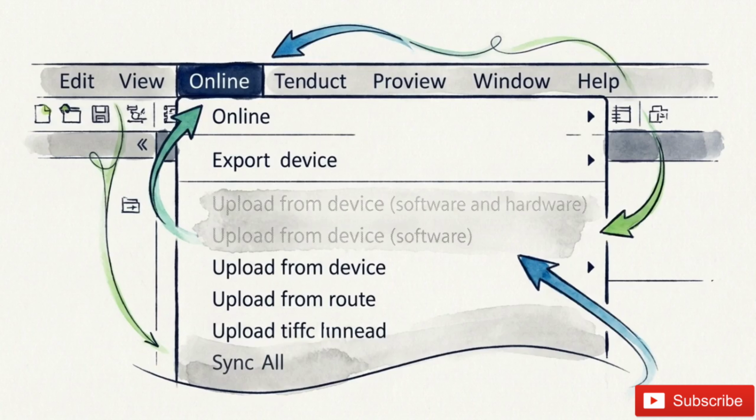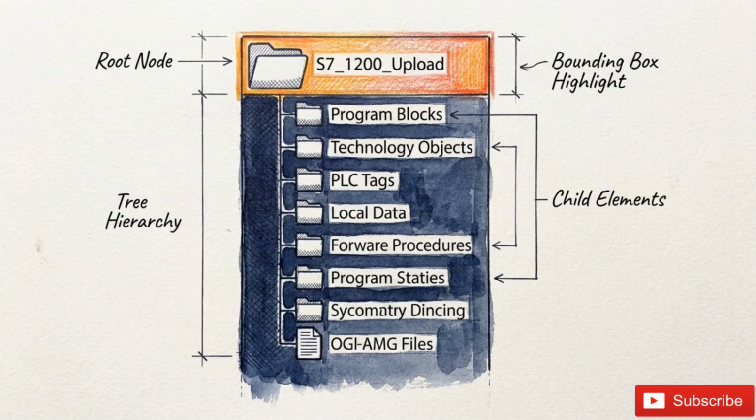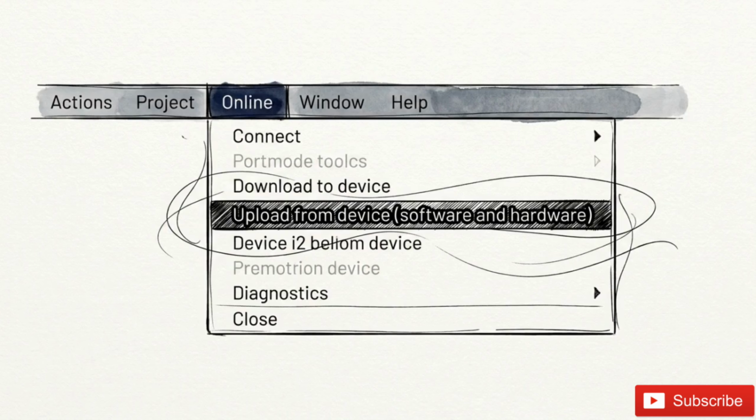In the Online menu, the Upload from Device option is grayed out and inaccessible by default. To activate this option, click the project name within the Project Tree panel. Selecting the project enables the Upload from Device software and hardware command.